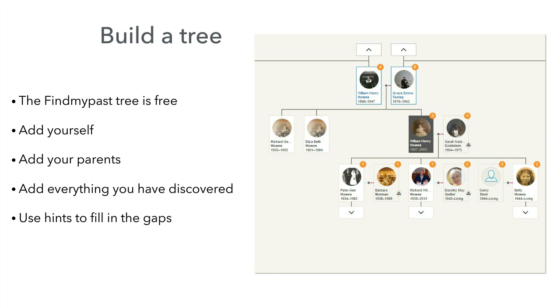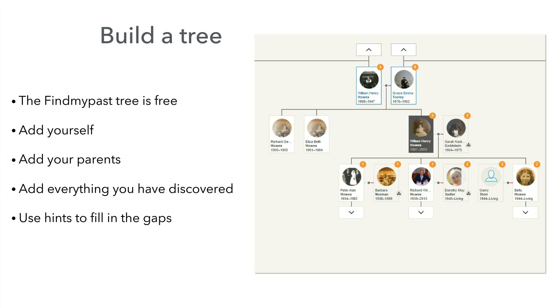So building a tree is a really quick and easy way to start gathering all your research together. The Findmypast tree is free to use. You start by adding yourself, and then you can add in your parents, and then everything else that you've discovered. If you've got the dates of birth or years of birth and death, and where they lived, add all of that in. You can also add extra facts to the tree, things like occupations, where they lived, and any military service.